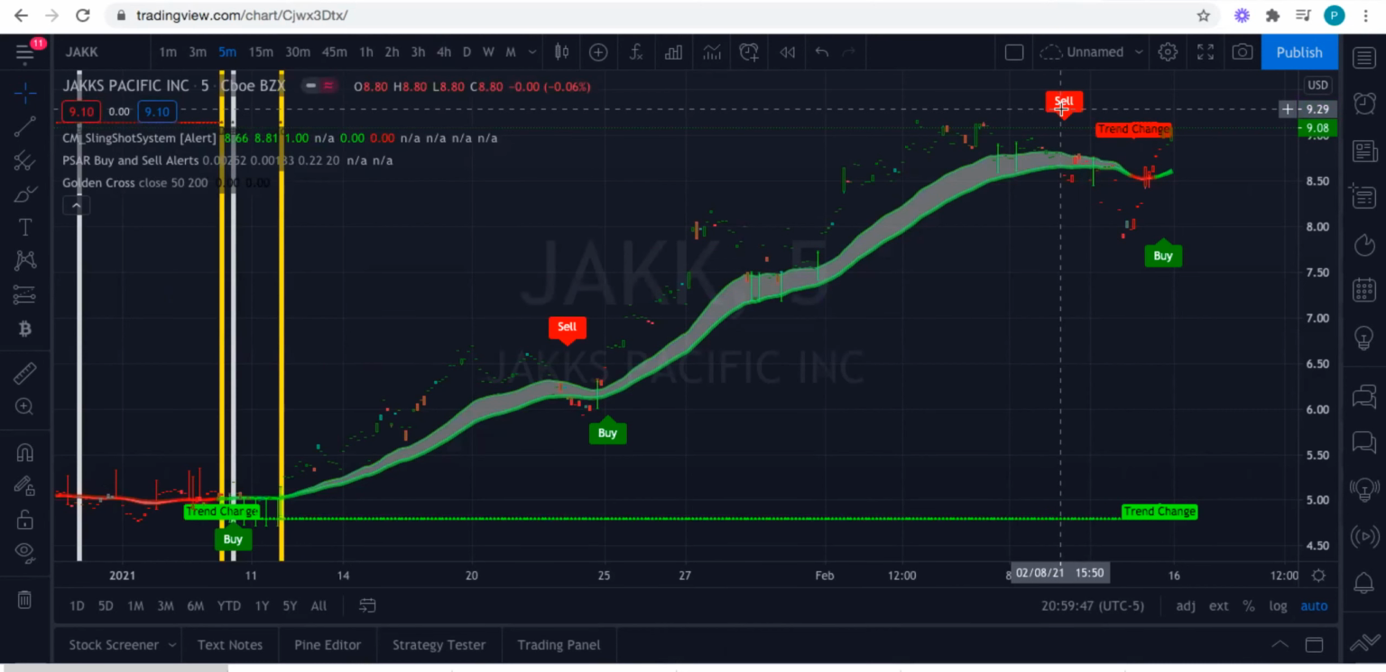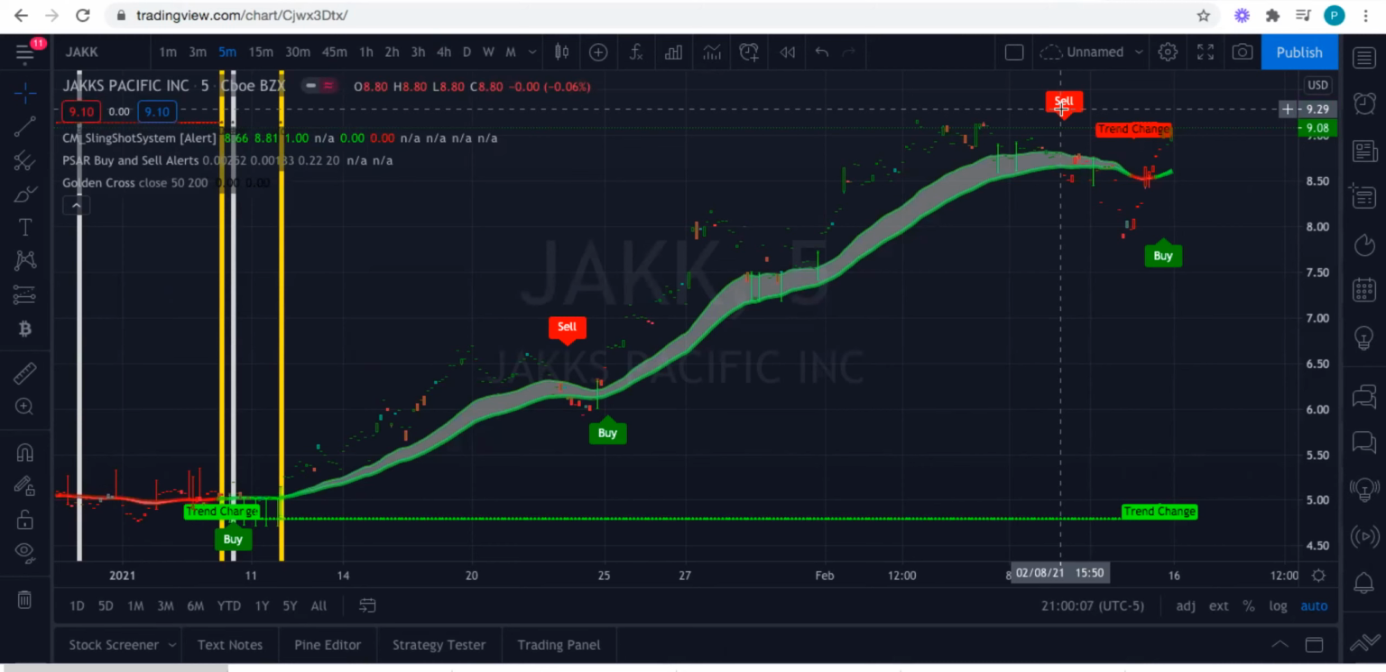Now, what this does is it shows you every time there is a cross of the 50-day moving average and the 200-day moving average, either up or down. So when the 50-day moving average crosses up over the 200-day moving average, that's a golden cross, okay? That's what it's known as.